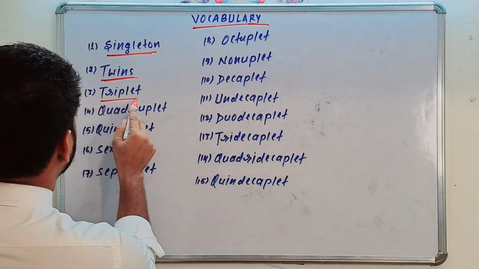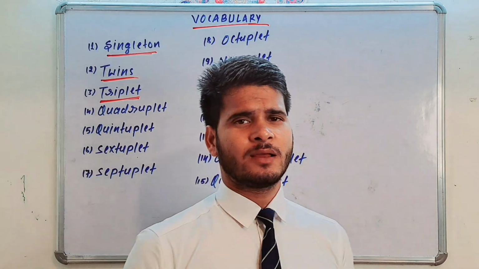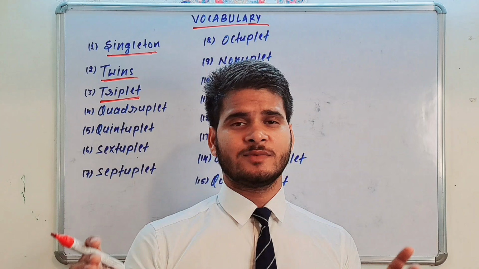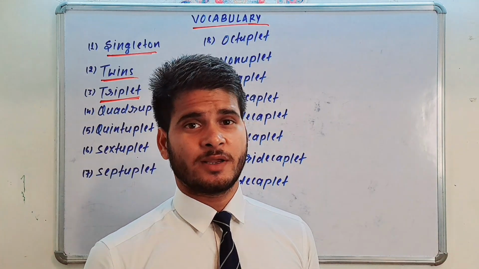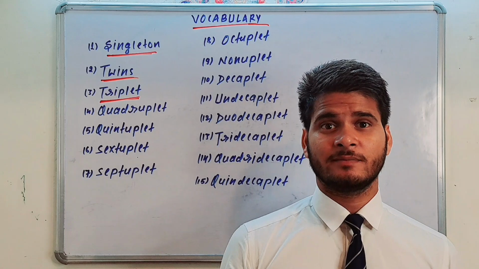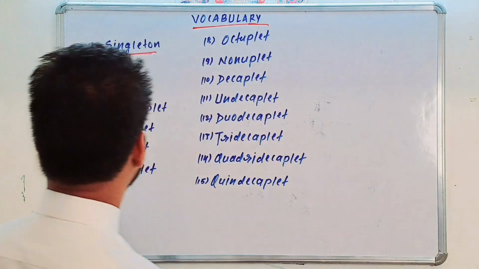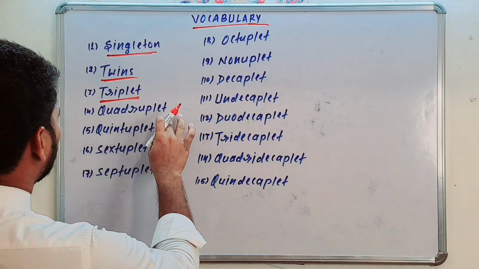And here, see triplet. Three babies at a time. Three babies at a time is known as triplet. When you have three babies at the same time, that is called triplet.